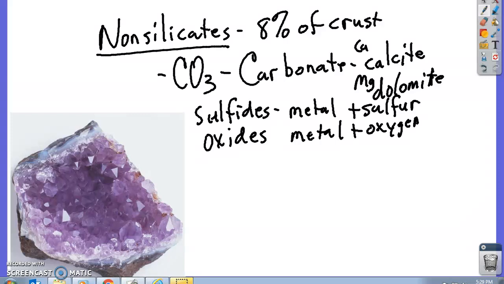All right, back to here. Here we are, non-silicates. We're talking about sulfides and oxides. If you remember, sulfur and oxygen are called the chalcogens, which means ore-forming minerals.